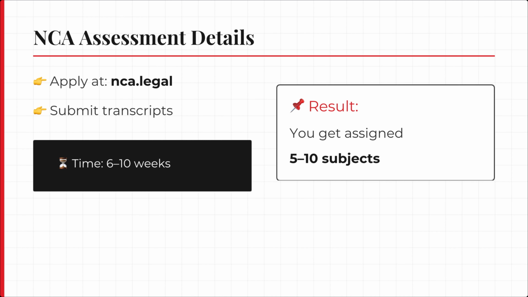Let's go deeper into the first step, NCA assessment. You will apply on the official NCA website and submit your documents, mainly your transcript and degree. Here's an important point: your transcript must be sent directly by your university. Once you submit everything, NCA will take around 6 to 10 weeks to evaluate your profile. After that, they will send you an assessment report, and this report will tell you exactly how many subjects you need to clear, usually between 5 to 10.